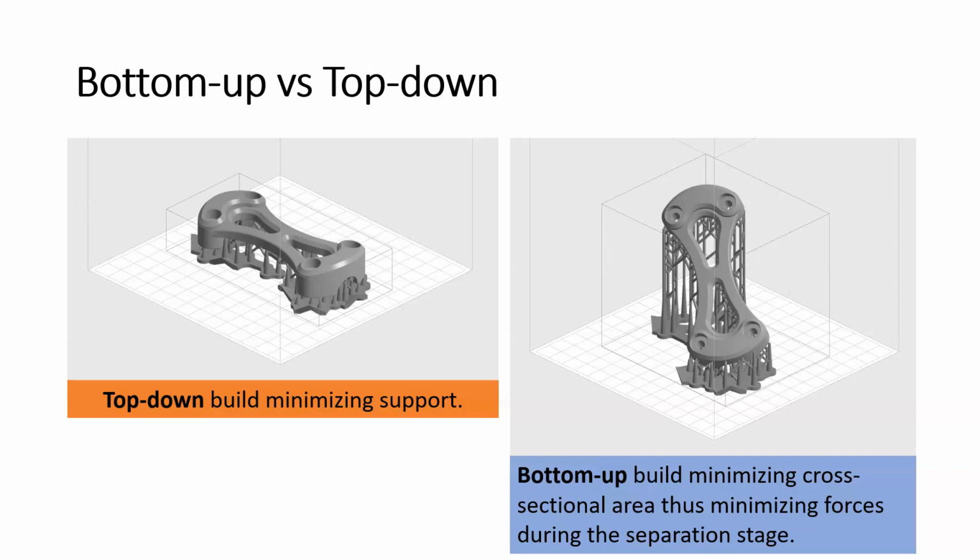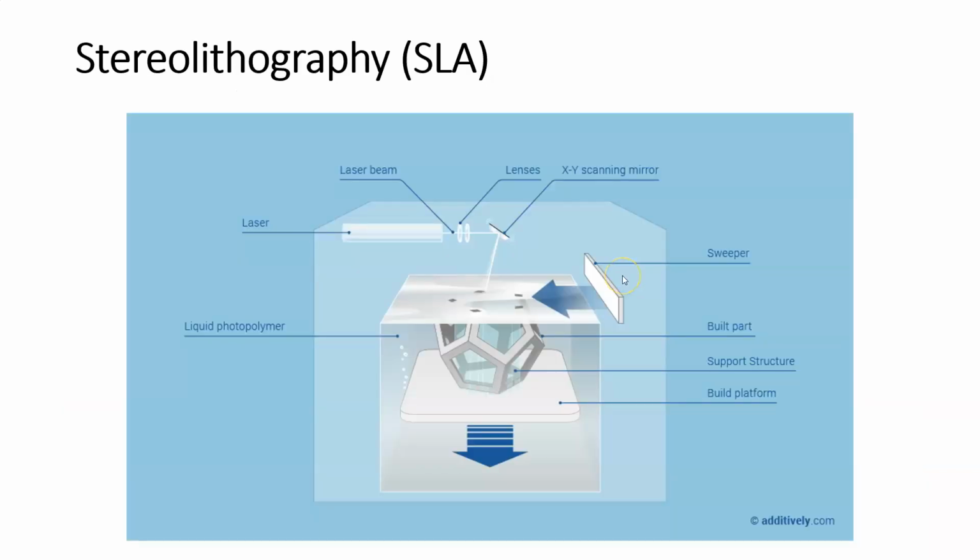Okay. And so in order to minimize the chance of separation, or what is called the peeling of the part, we want to minimize the cross section. By minimizing the cross section, we're going to minimize the forces that are pulling on the part, and thereby minimizing the peeling or the separation that could occur during the build process. All right, let's look at a couple more figures.